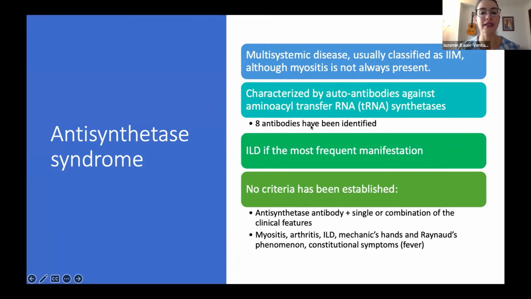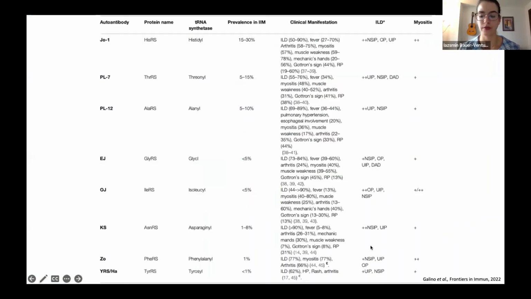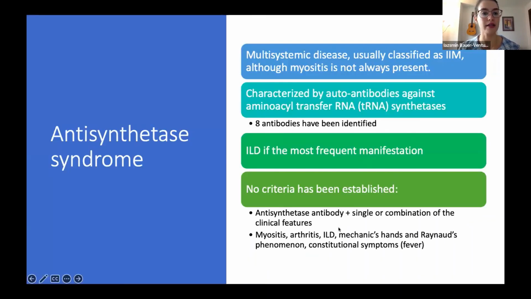So far, 8 antibodies have been identified. We don't have yet diagnostic or research classification criteria for this disease. Usually we call it antisynthetase syndrome when patients have an antisynthetase antibody and a single one or a combination of these features here: myositis, arthritis, ILD, mechanic's hands, Raynaud's, and some patients may have fever as well.